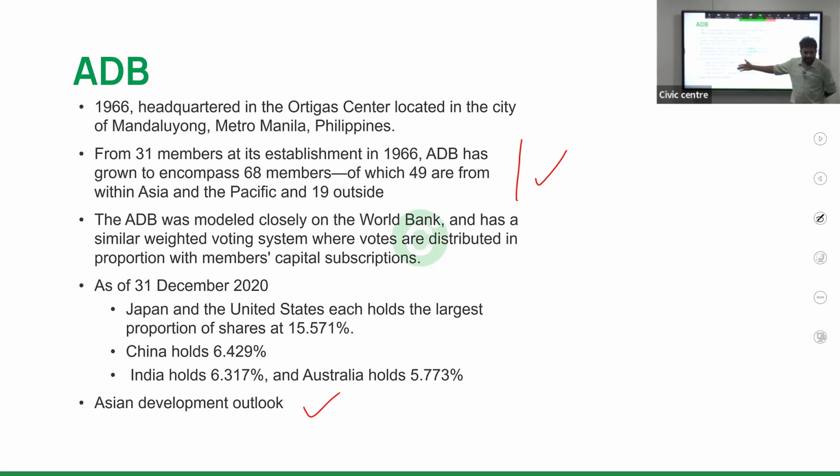ADB is modeled on the lines of the World Bank. Its members can be from outside your Asia Pacific region. India has the fourth position. Sometimes India would be in the top position in terms of receiving credit, not contribution.